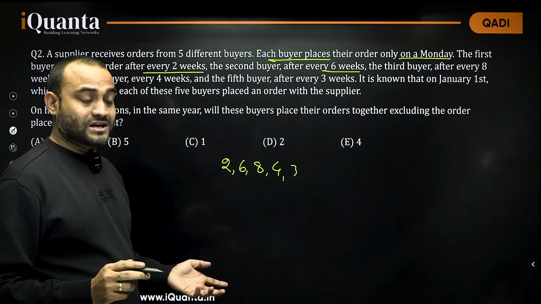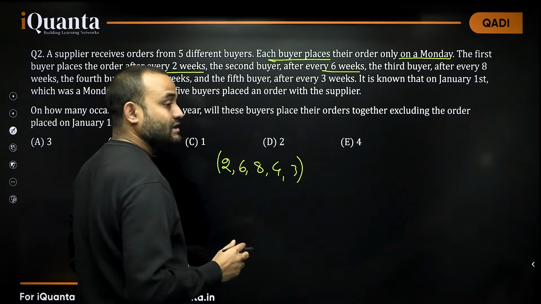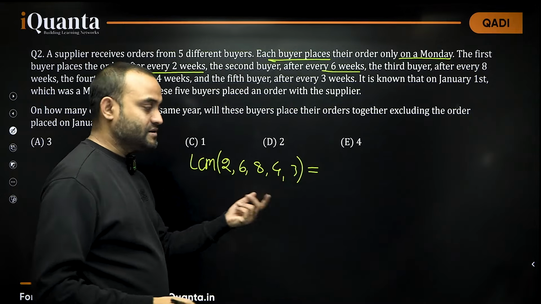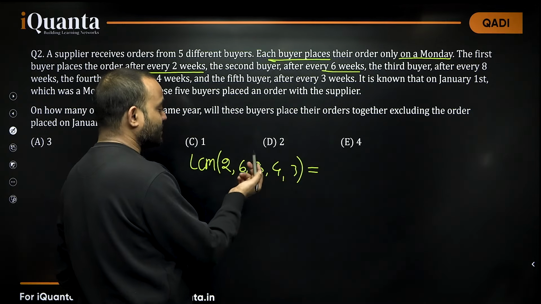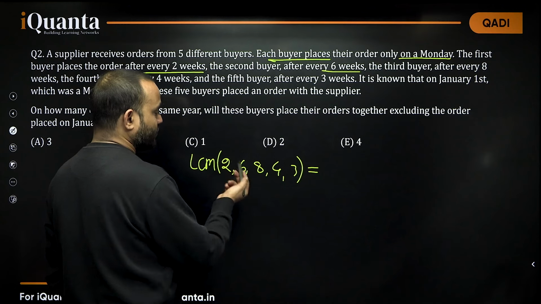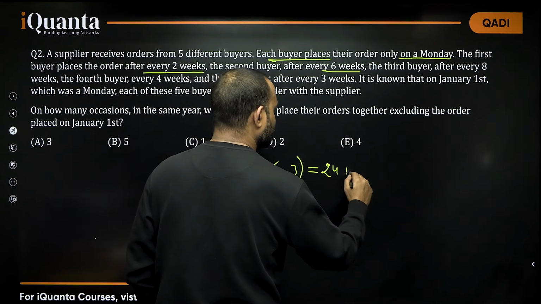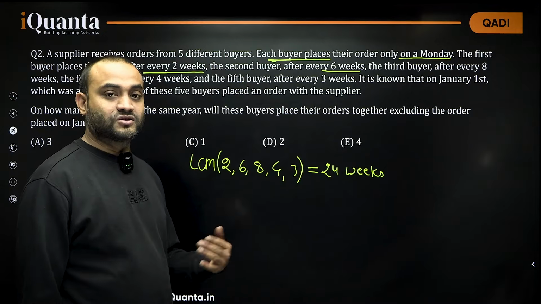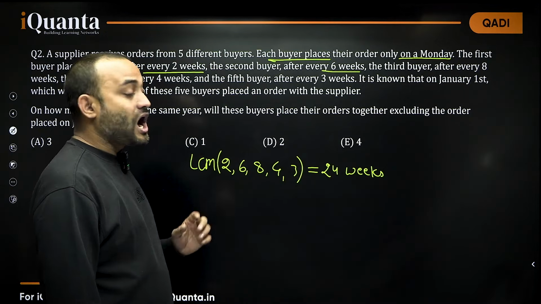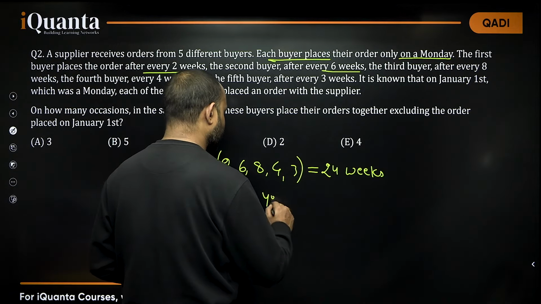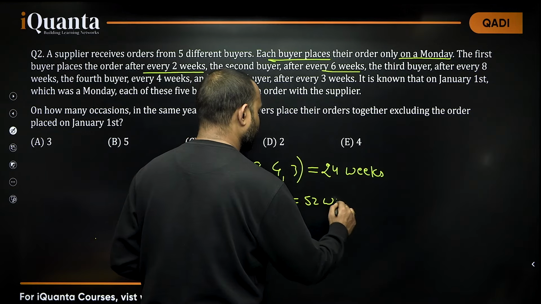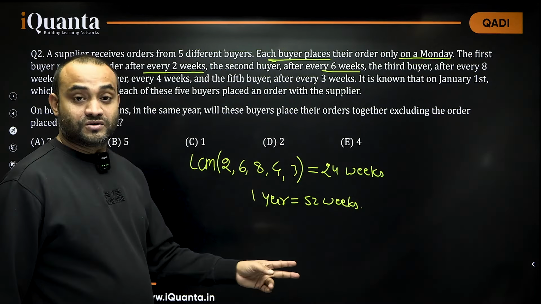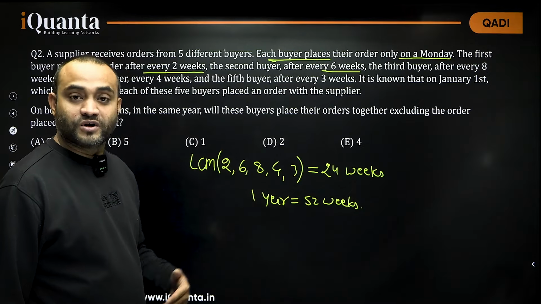If we want to check after minimum how many weeks all of them will be ordering on the same day, we need to take the least common multiple of all of these, right? So 8, highest power of 2 is 3, which is 8, and 3 is 1, so 24. So after 24 weeks, they will be ordering together again, right? And how many weeks are there in 1 year? There are 52 weeks, right? So maximum there will be two occurrences of 24 weeks, right?